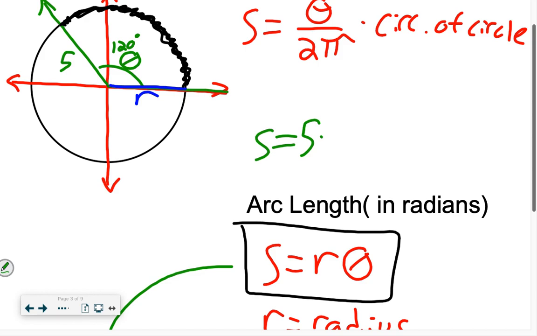So we have 120 degree angles. However, the quantifier for this formula is that your theta or your angle measure has to be in radians. So we can't plug in 120 degrees. It has to be in radians, okay? So we need to do 120 degrees, and then we need to convert it to radians. So that's pi over 180.